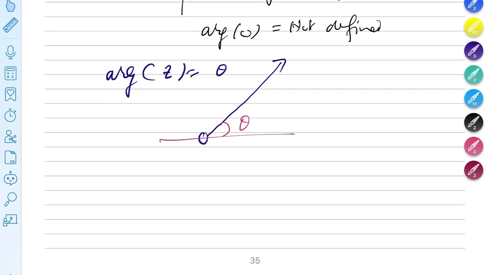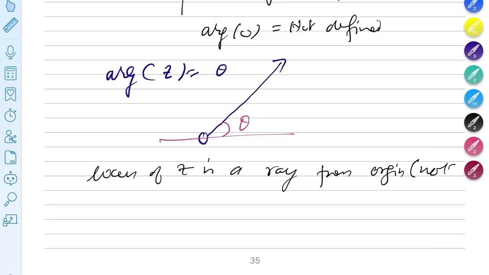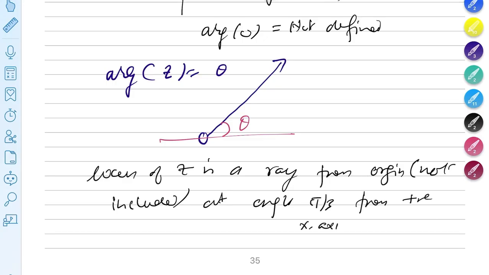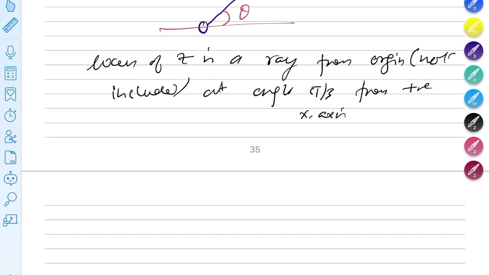Got it? So in this case the locus of z is a ray. Important, it's a ray, not a line. Ray from the origin, but the origin is not included. That is the important thing. Origin not included, at an angle, let's say pi by 3. Since pi by 3 is the argument, it is the angle pi by 3 with respect to the positive direction of the x-axis. This is the locus.